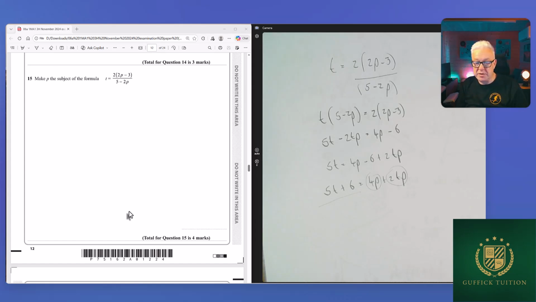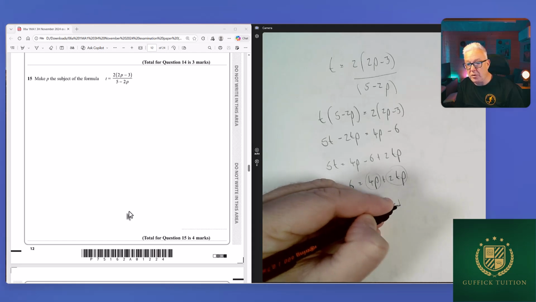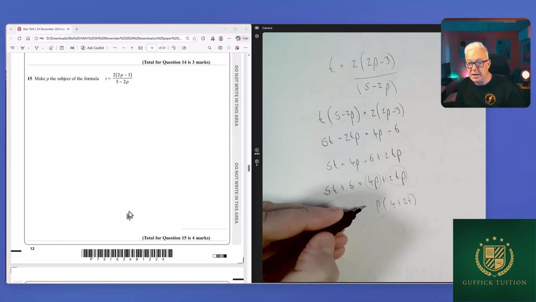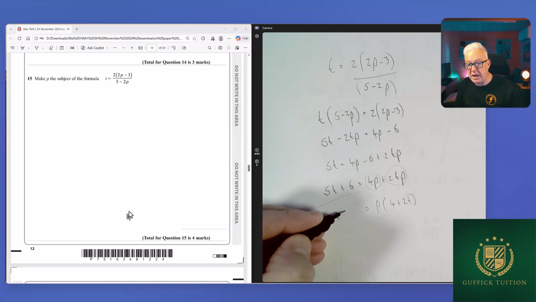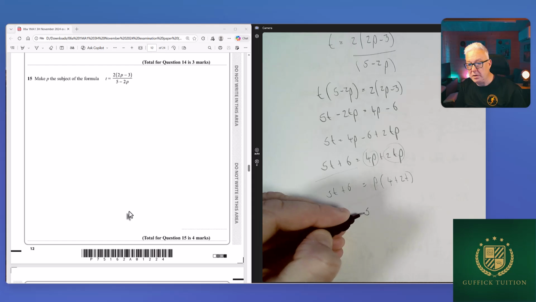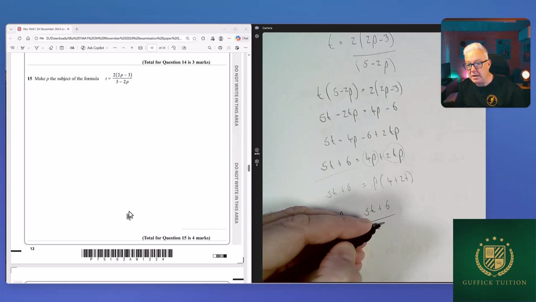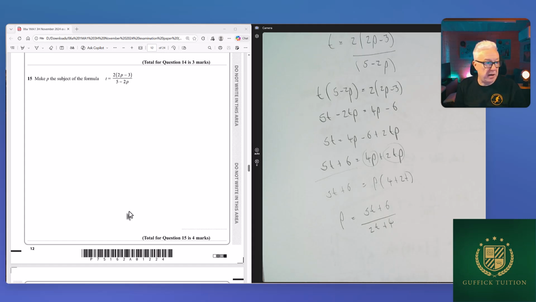And now what we're going to do is factorize out the p. So that's going to go to p, open brackets, 4 add 2t, close brackets, is equal to 5t add 6. And then finally we're going to divide by this, so we get p is equal to 5t add 6 divided by 2t add 4. And that's our answer there, 5t add 6 over 2t add 4. Perfect. All right, nice question, important skill. 4 marks as well, really nice, a lot of marks that. Nice question. So that's good.